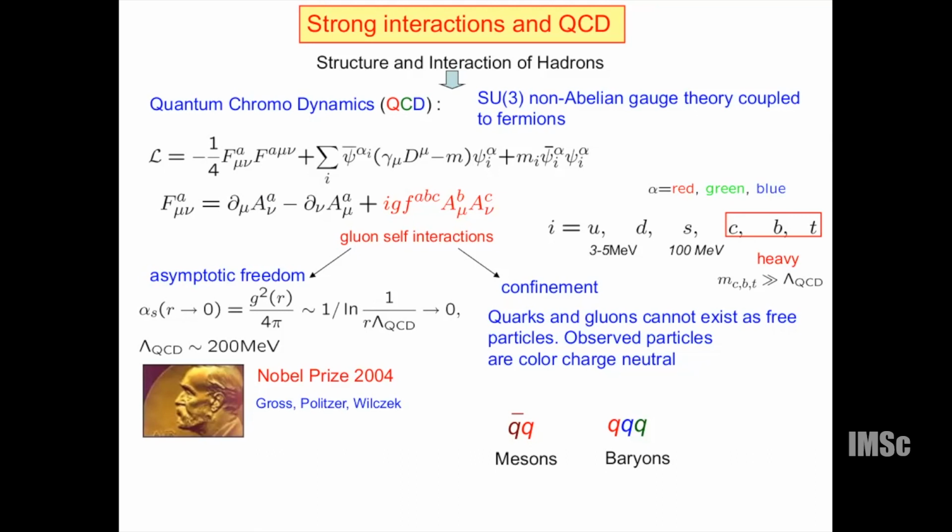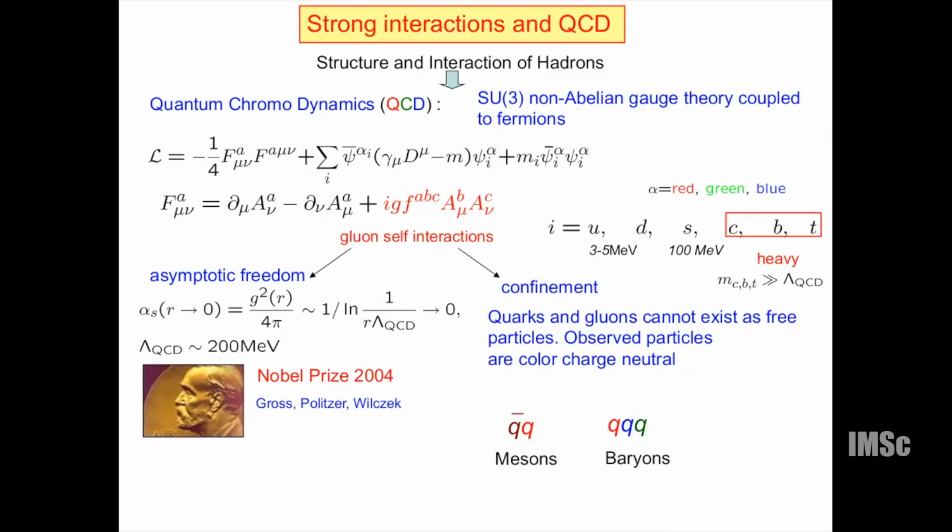The rough scale where the interaction changes from weak to strong is given by this number, 200 MeV. That's roughly 5 times smaller than the proton mass, and that's the scale where you transition from the weakly coupled regime of quantum chromodynamics to the strongly coupled one.